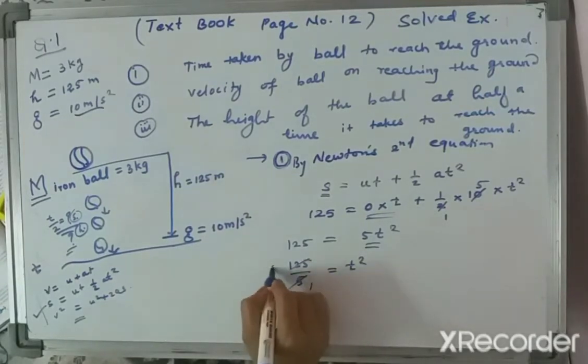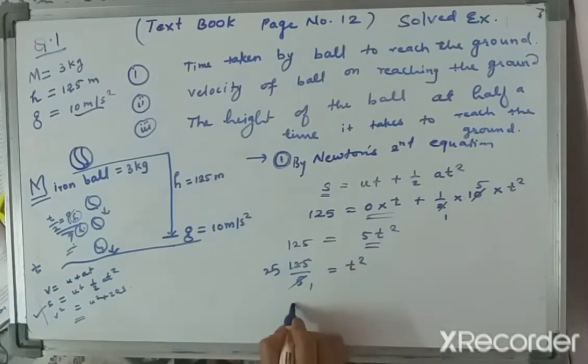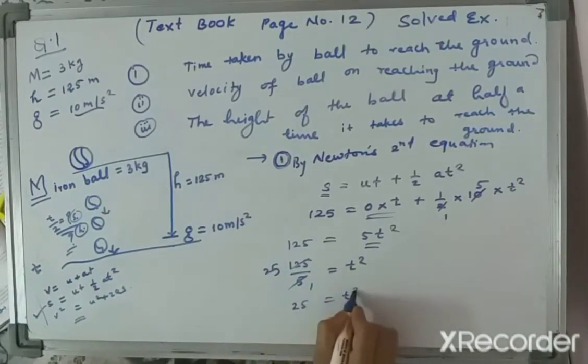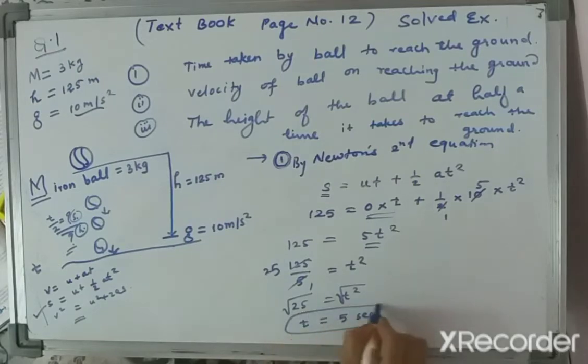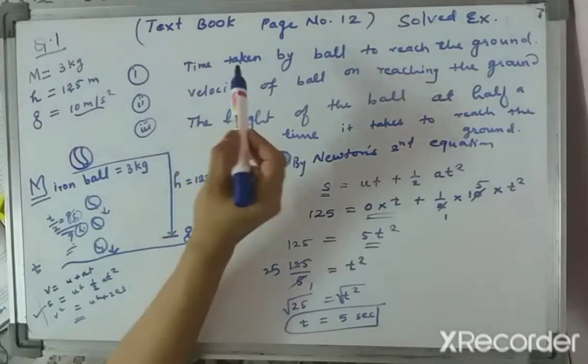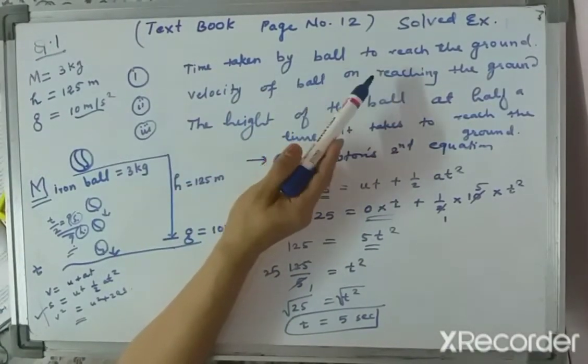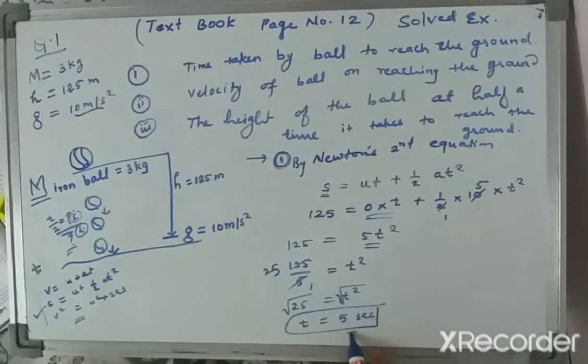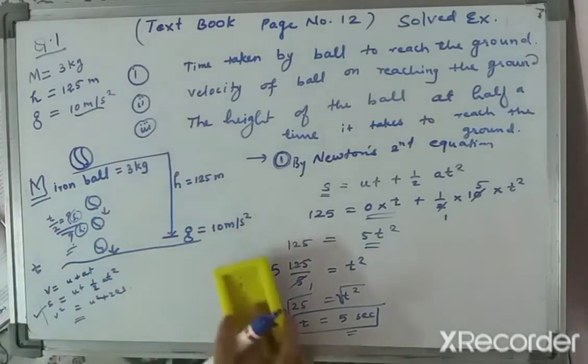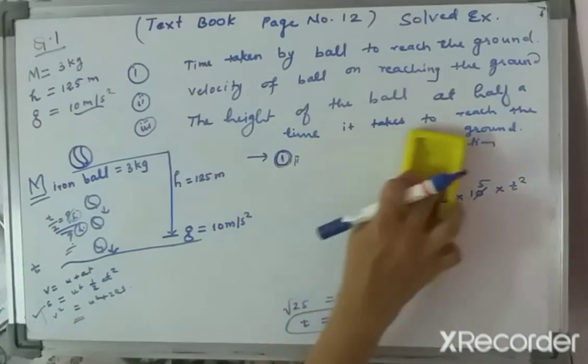25 fives are 125. So 25 equal to t square. We need to find out t, so we will take the square root. So time is equal to 5 seconds. So the time taken by the ball to reach the ground is 5 seconds. Is it clear? Now we will go to the next, second question.